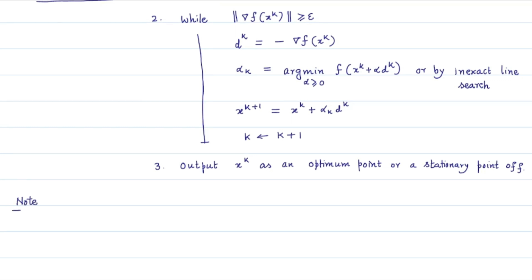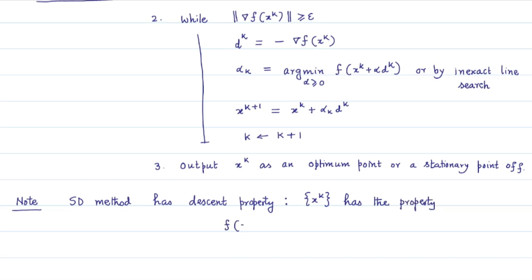So we note that the steepest descent method, which we abbreviate as SD, has the descent property. By that we mean if xk is the sequence of points generated by the steepest descent method, the sequence xk has the property that the function values at the consecutive points satisfy f(xk+1) less than f(xk).